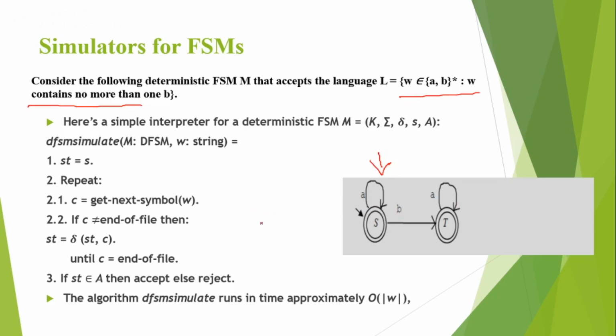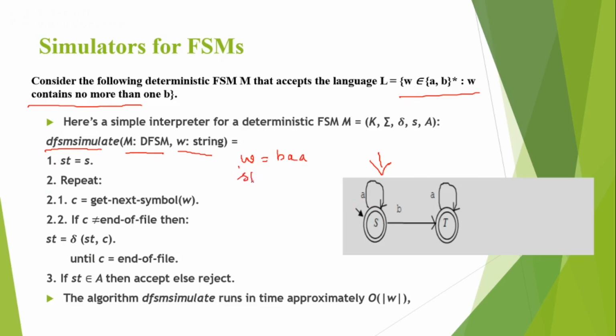Here is a simple interpreter for a deterministic FSM. The name is DFSM simulate, and the input is a machine and a string, because to verify the correctness of the FSM we need to input a string. That's why I have considered here an input called baa. We verify the correctness of this in the interpreter.